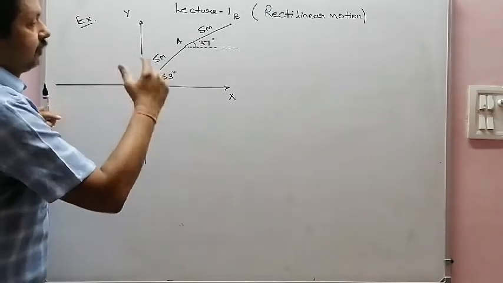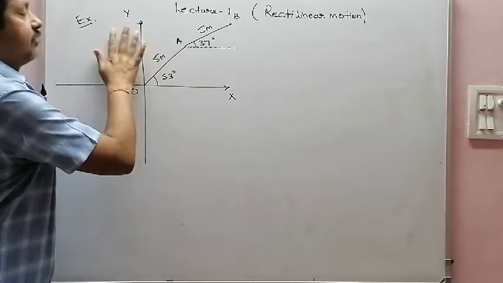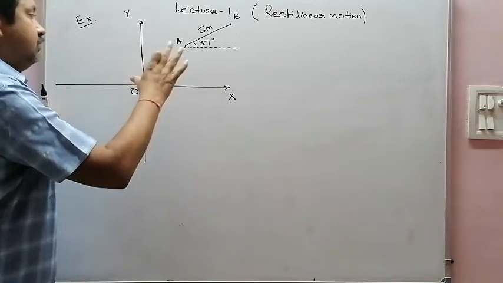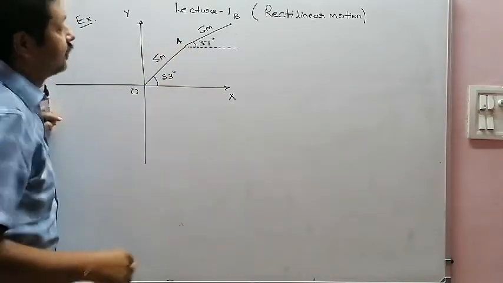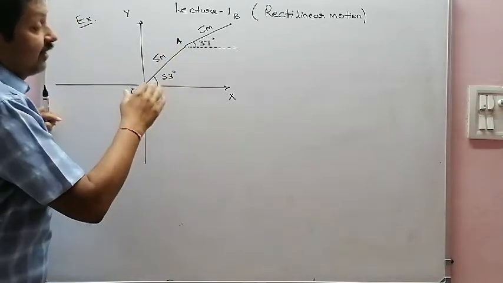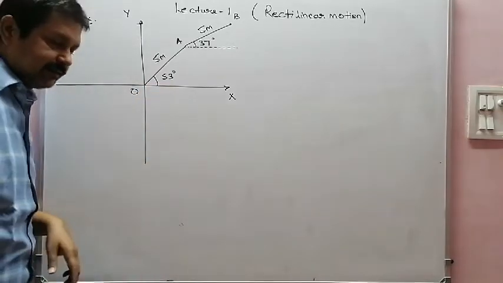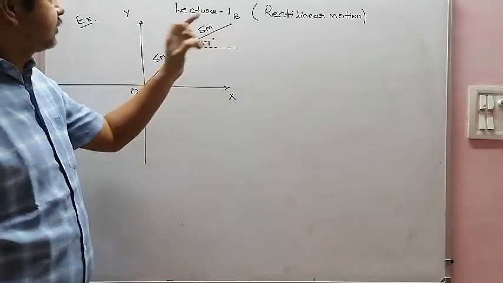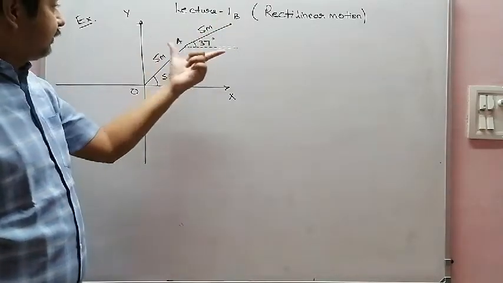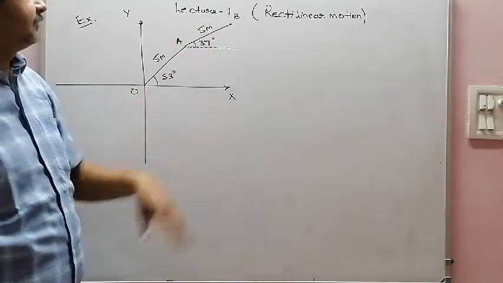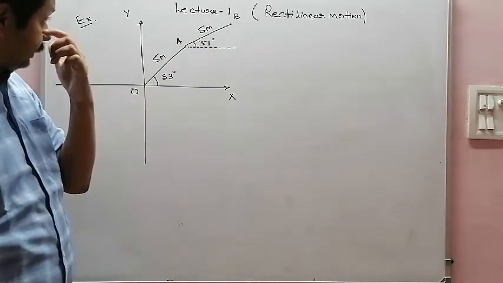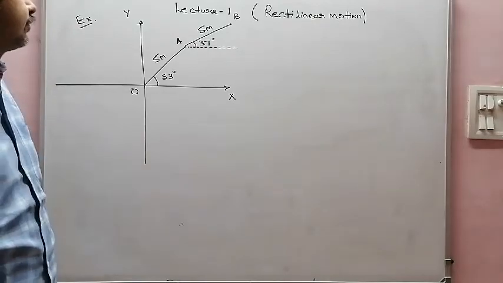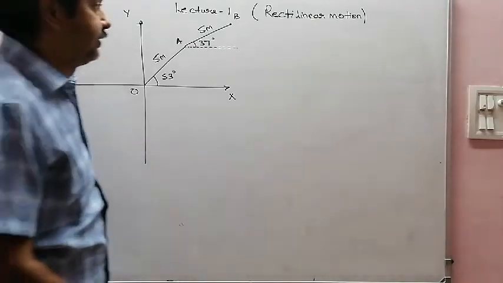Suppose this is positive x-axis, this is positive y-axis, and a man moves from O to A. The length of the path OA is 5 meter and it makes an angle 53 degree with the positive x-axis. Then it moves from A to B. Again the length of the path AB is 5 meter and it makes an angle 37 degree. We have to find again distance and displacement when the man moves from O to B.